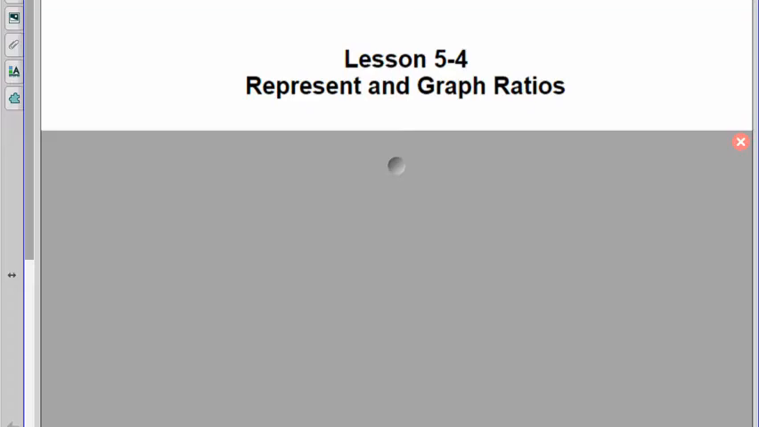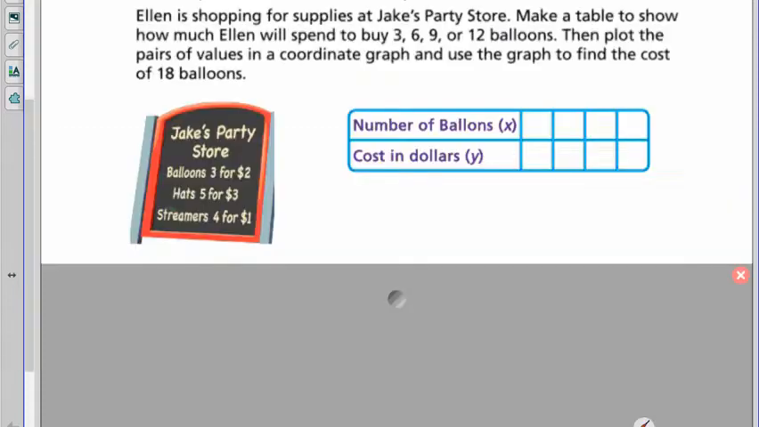Welcome to lesson 5-4. Today we're going to be graphing some ratios. So Ellen is shopping for supplies at Jake's party store. Make a table to show how much Ellen will spend to buy 3, 6, 9, or 12 balloons. Then we're going to do some graphing. So here we go. For 3, 6, 9, or 12 balloons.